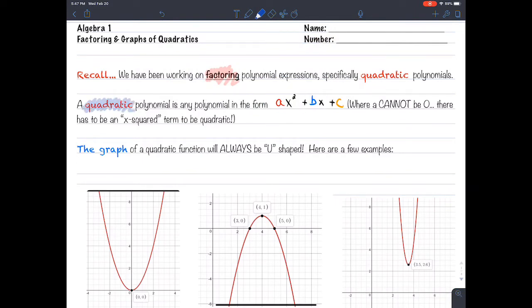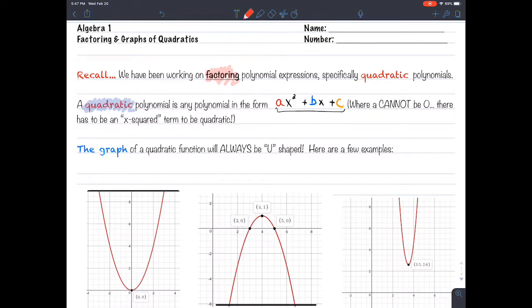Just like we've been factoring mostly quadratic polynomials, that's all we're going to worry about here. And we know that quadratic polynomials fit the form ax squared plus bx plus c. And we know, of course, that a can't be 0, because if a was 0, that means it's not quadratic. There would be no x squared.